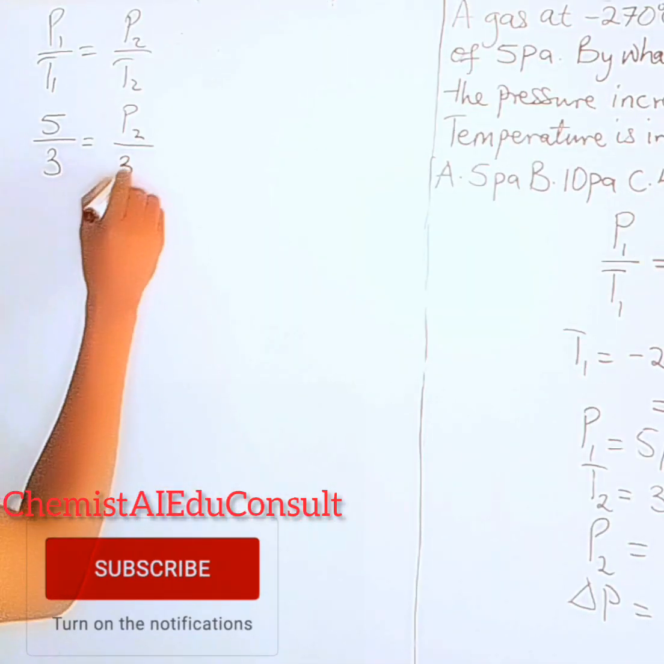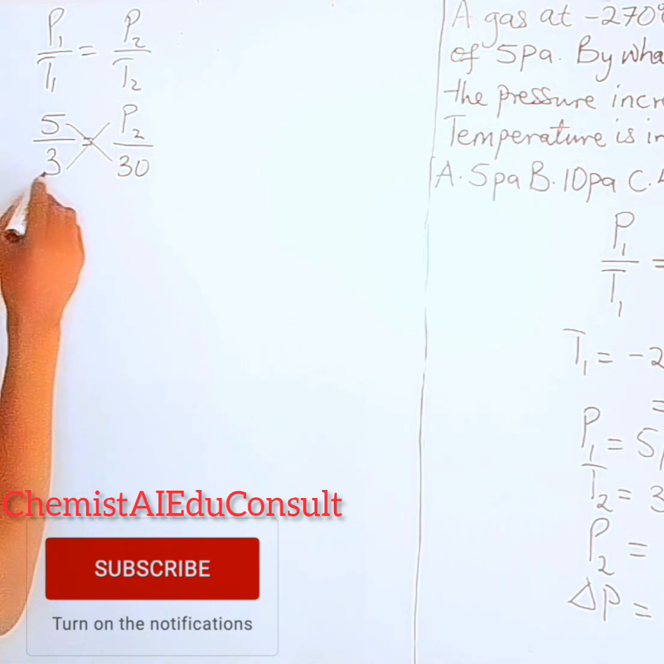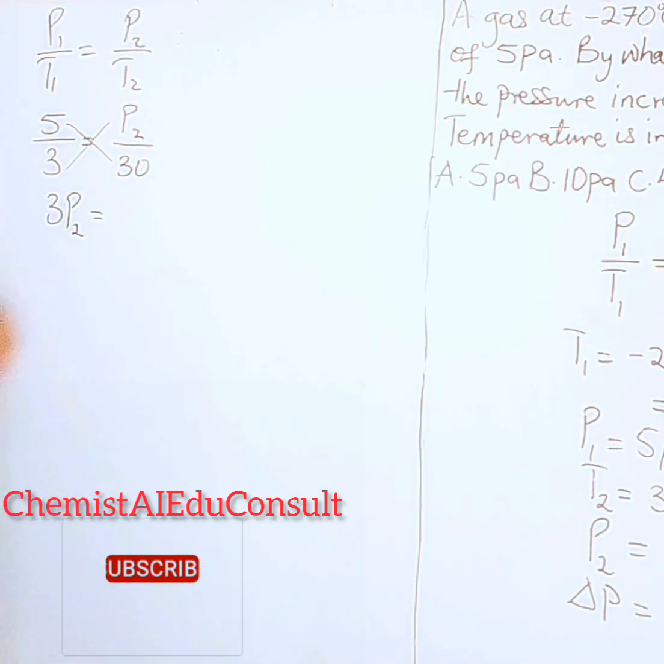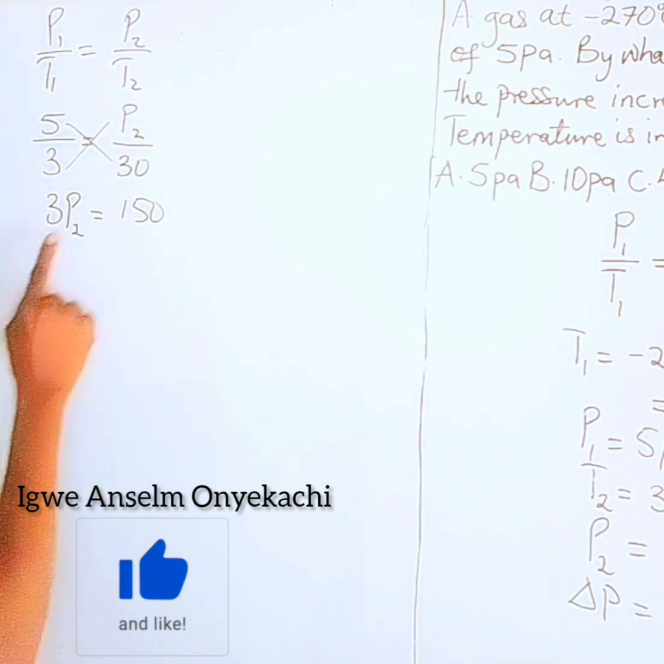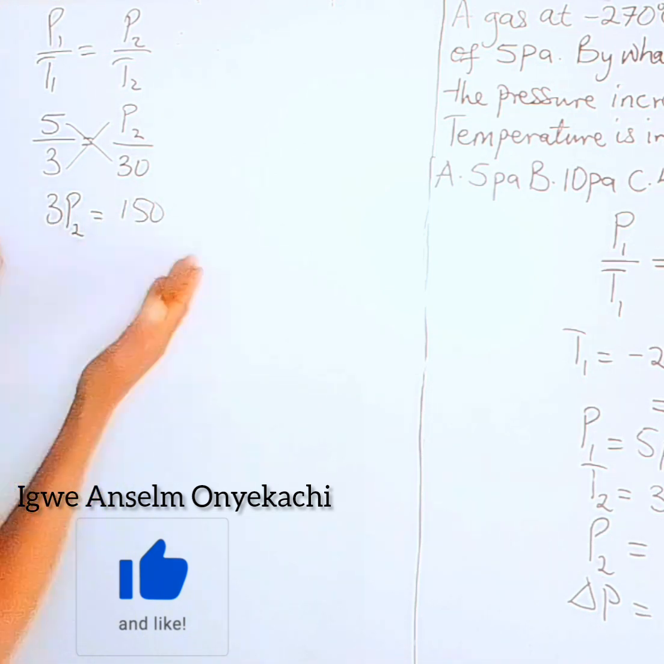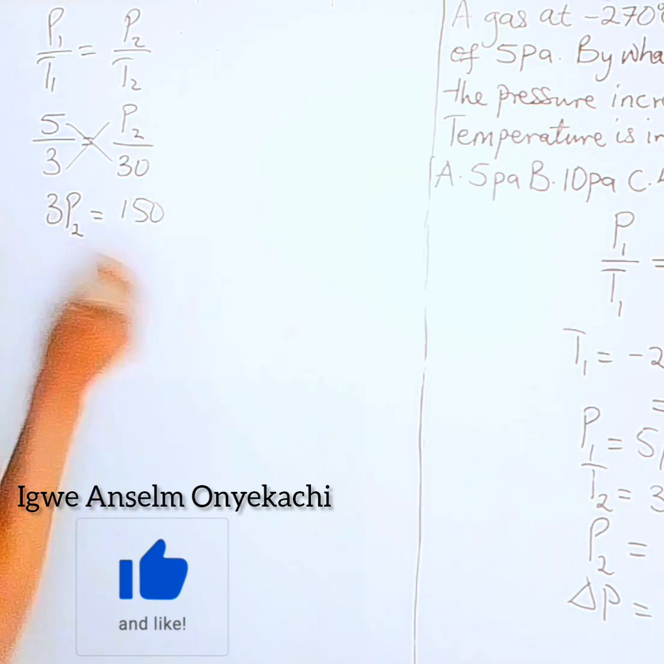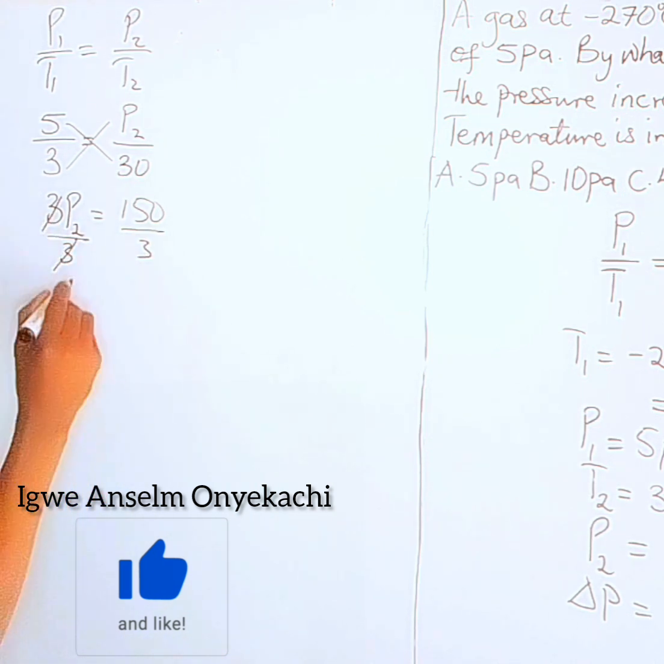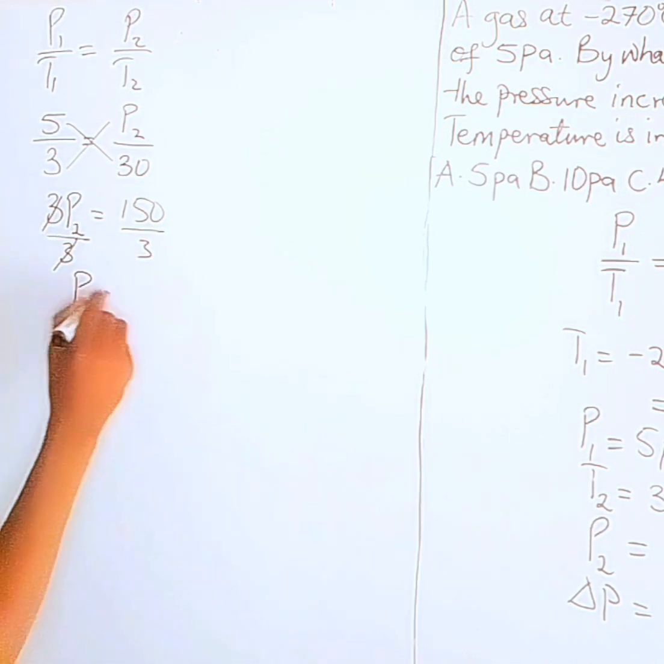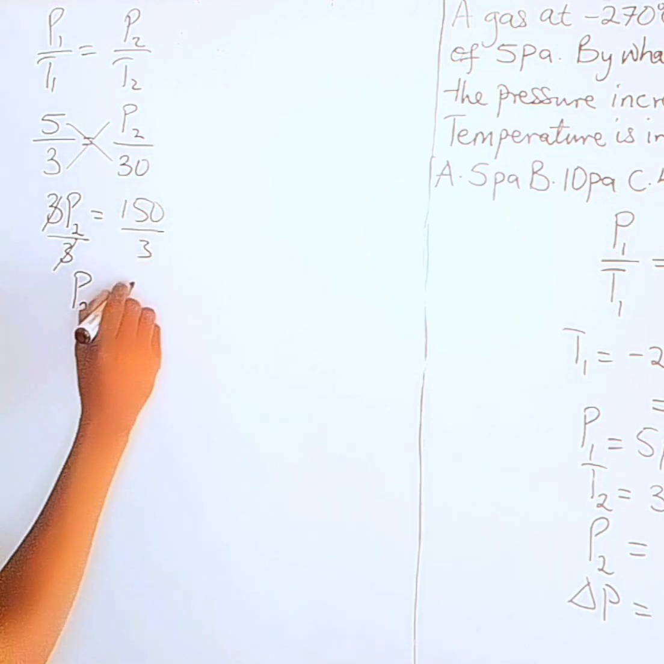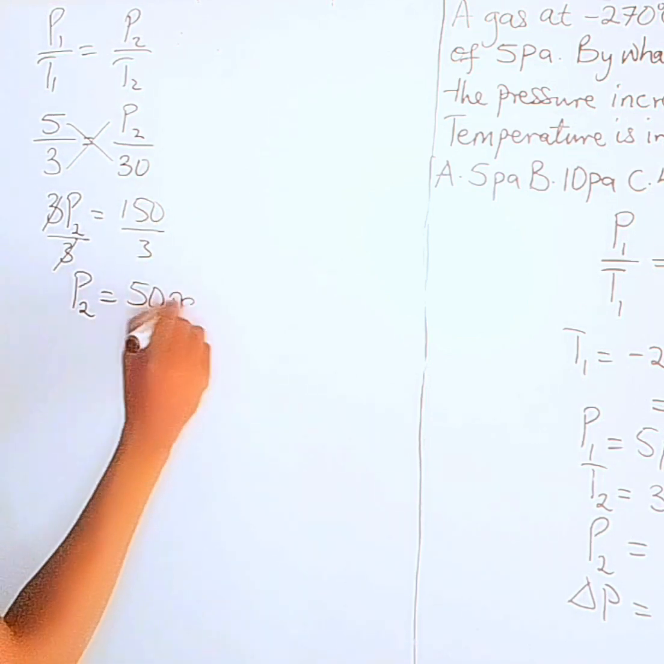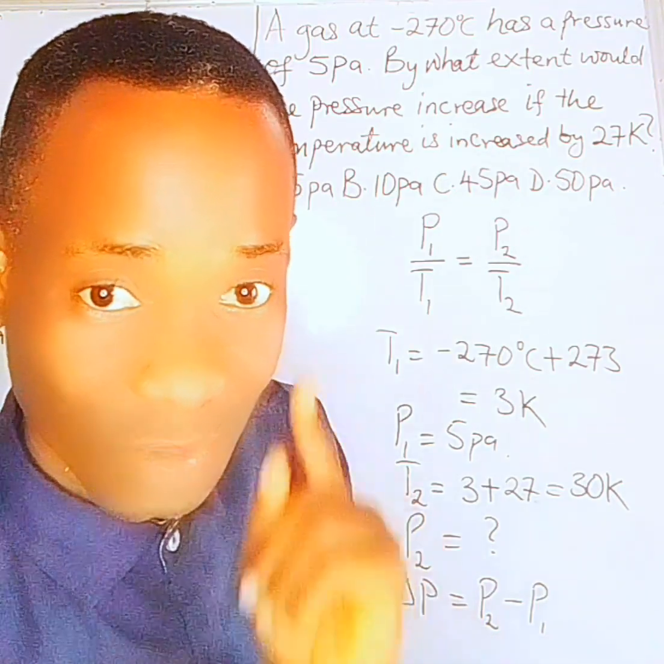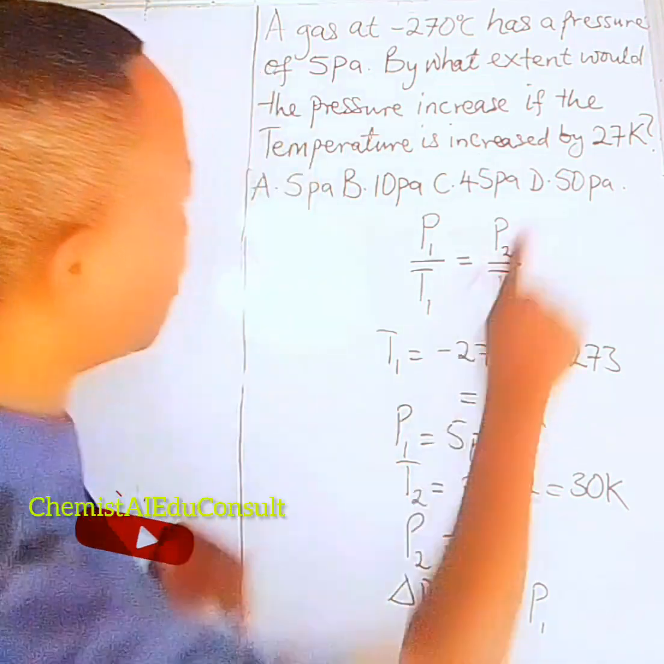So we write 5 over 3 equals P2 over 30. When we clear the fraction, 3 times P2 is 3P2. 5 times 30 is 150. Now, to make P2 the subject, you divide both sides by the coefficient of P2, which is 3. You divide by 3, so that P2 will give us 150 divided by 3, which is 50 pascals. Now, this is the reason I said this question is tricky. The answer is not D.